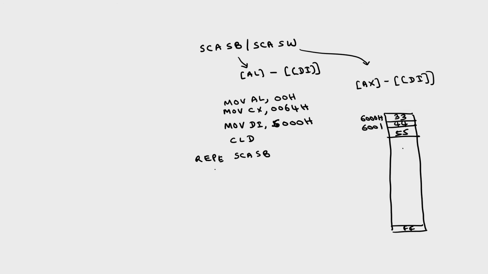If I write repeat not equal, at the first step itself it will quit, because 00 and 33 are not equal. So you have to load all of these with 00s, then only if all these 100 locations have 00, this instruction will be executed 100 times. At any point if data is other than 00, it will quit the operation. That is about the scan string byte.